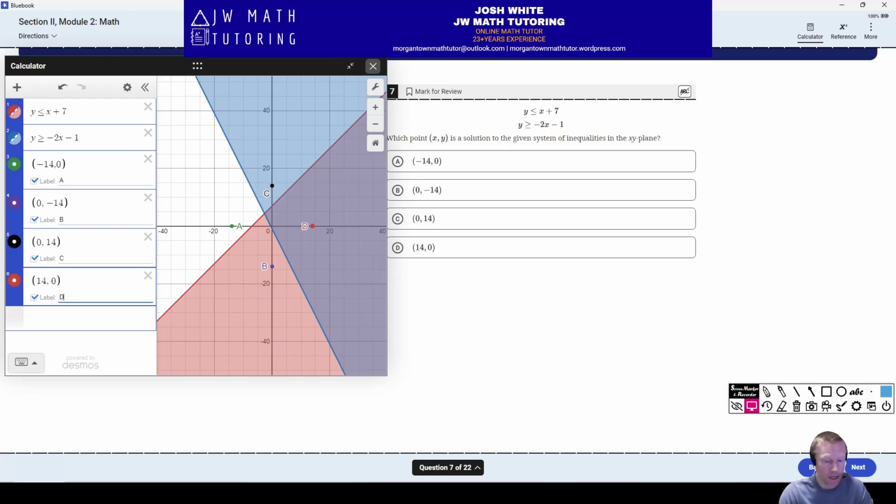So this is the method I would use to solve this just because it's so much quicker than, again, taking the point, the x and y values, having to plug them into both inequalities and going one by one.